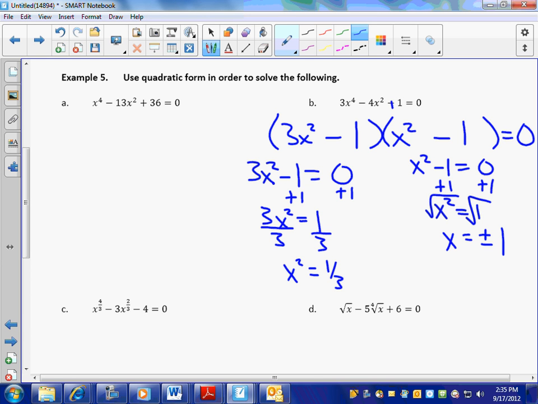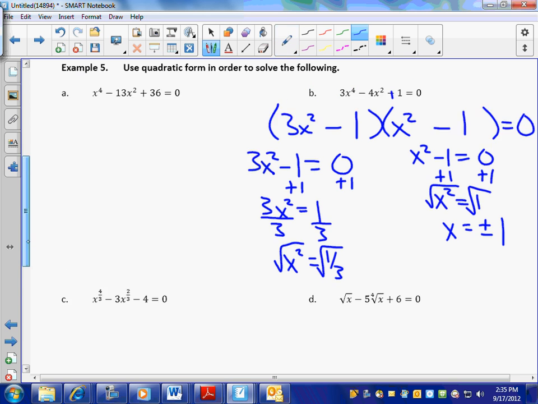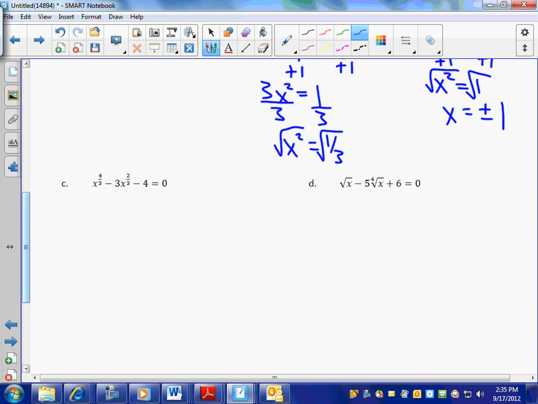Now what to do? Square root. How do I square root a fraction? Square root of the top is 1. So x is equal to plus or minus 1 on top. What's in the denominator? Square root of 3. We cannot have a square root in the denominator. I rationalize the denominator by multiplying the top and the bottom by the square root of 3, and I get plus or minus square root of 3 over 3. Done and done.